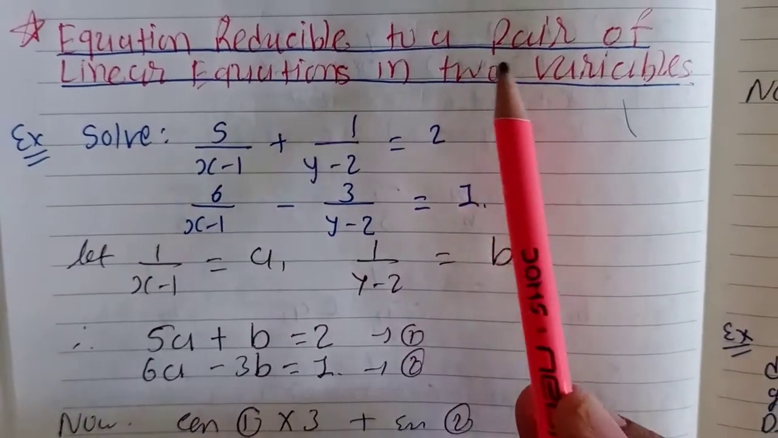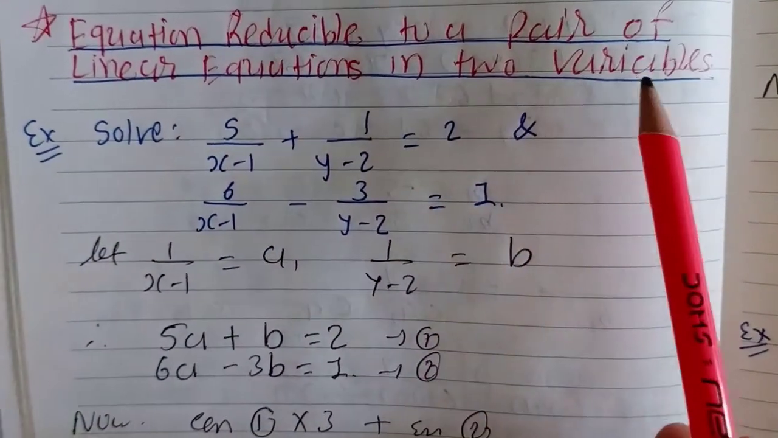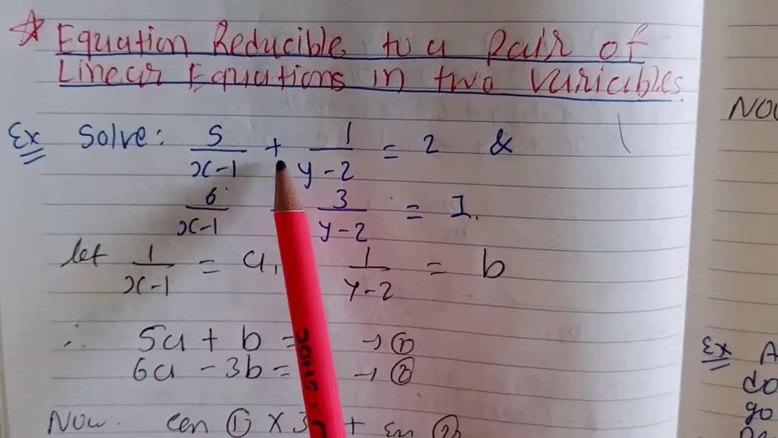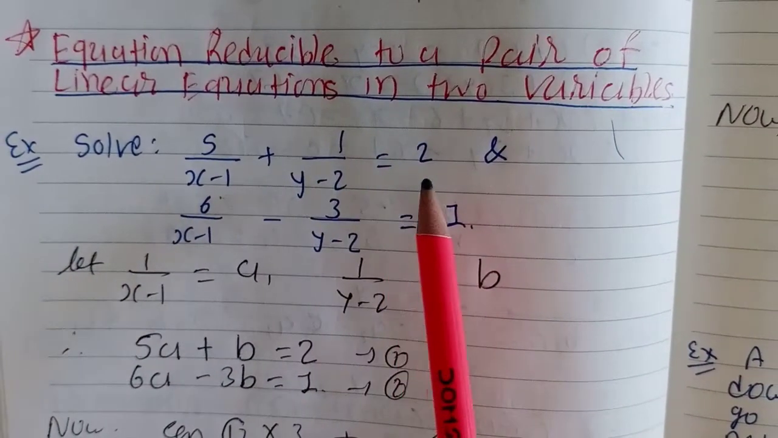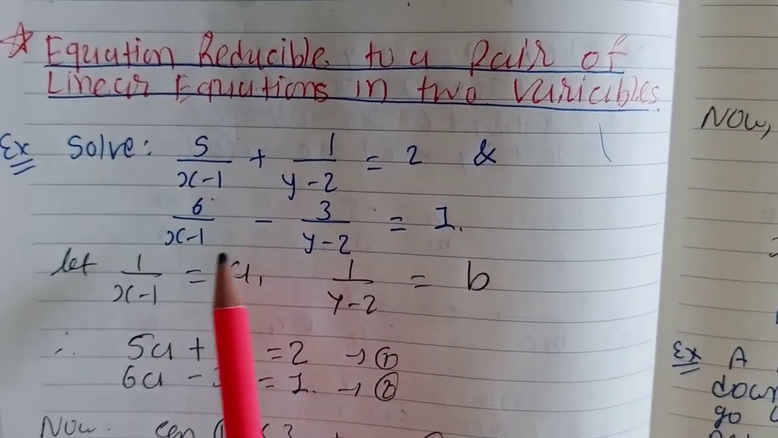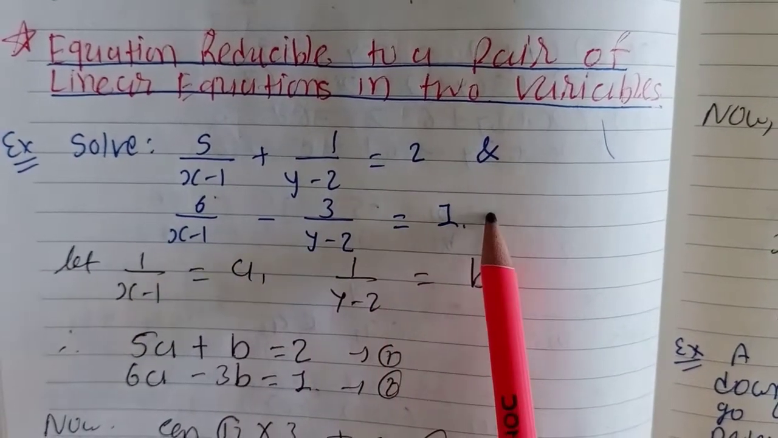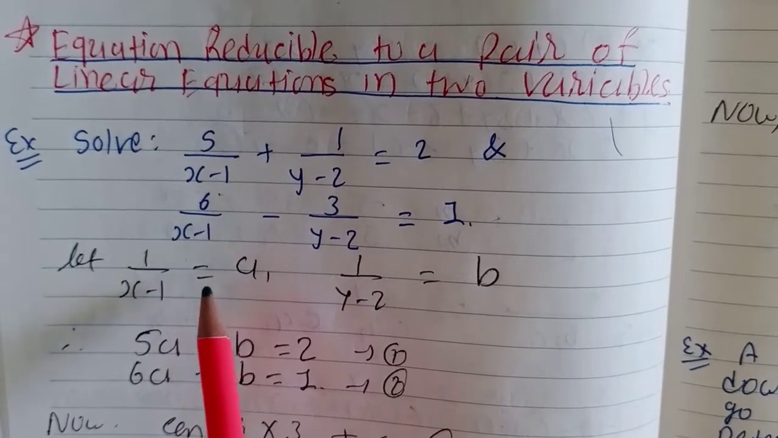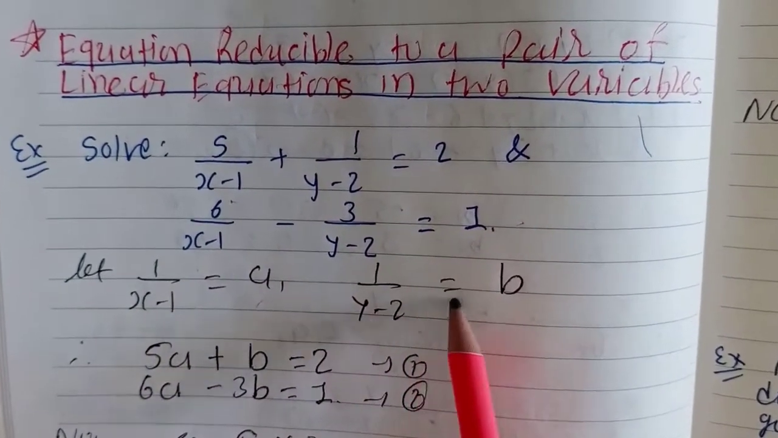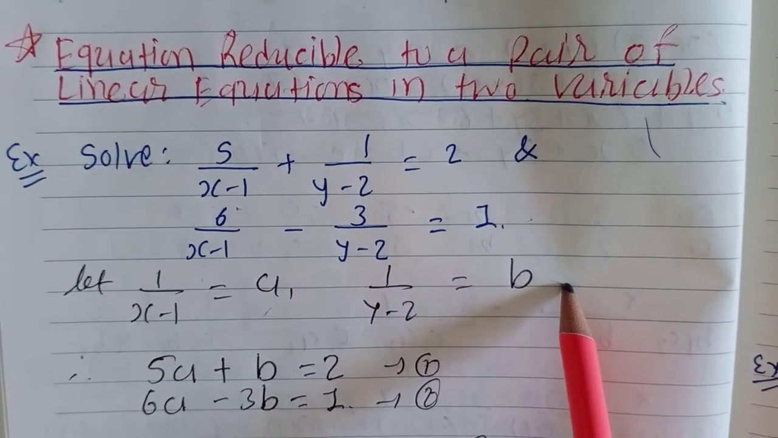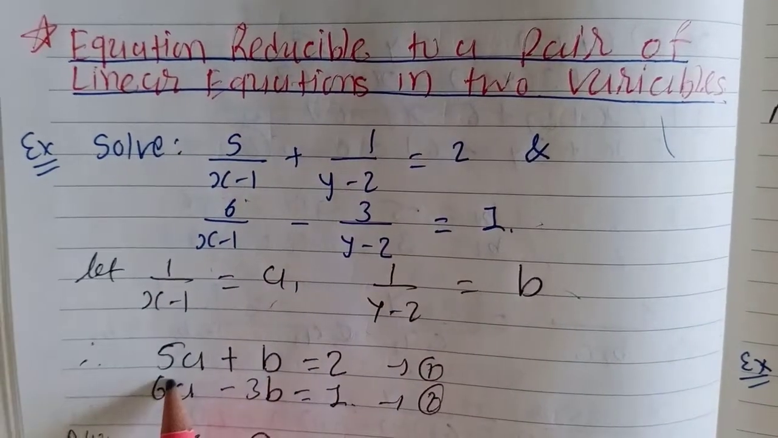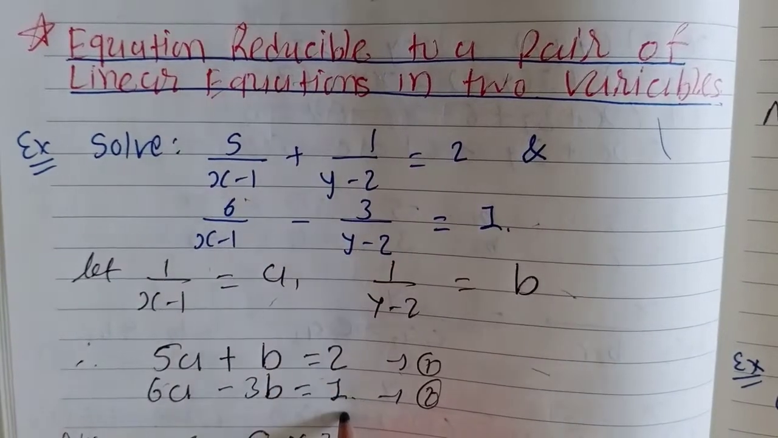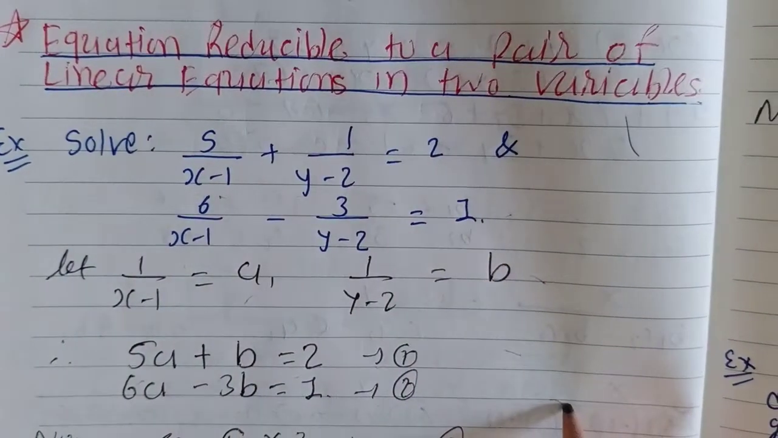Equations reducible to a pair of linear equations in two variables. First, solve 5 upon x minus 1 plus 1 upon y minus 2 is equal to 2, and 6 upon x minus 1 minus 3 upon y minus 2 is equal to 1. Here 1 upon x minus 1 we take as a, and 1 upon y minus 2 we take as b. So the equations now form as 5a plus b is equal to 2, equation 1, and 6a minus 3b is equal to 1, equation number 2.